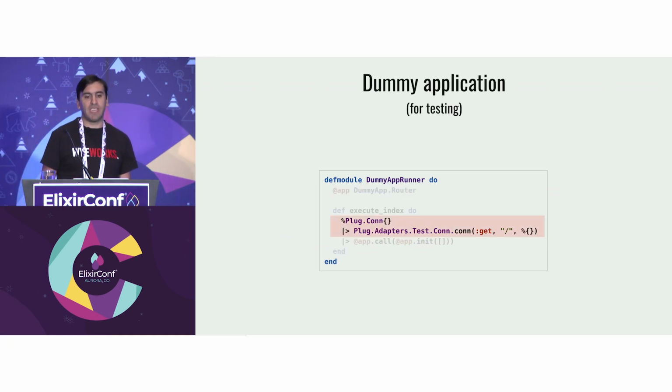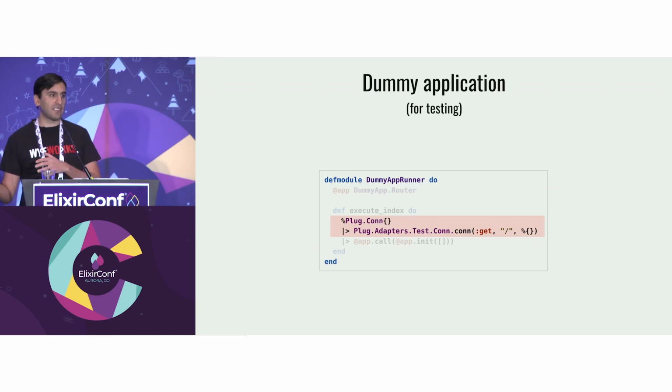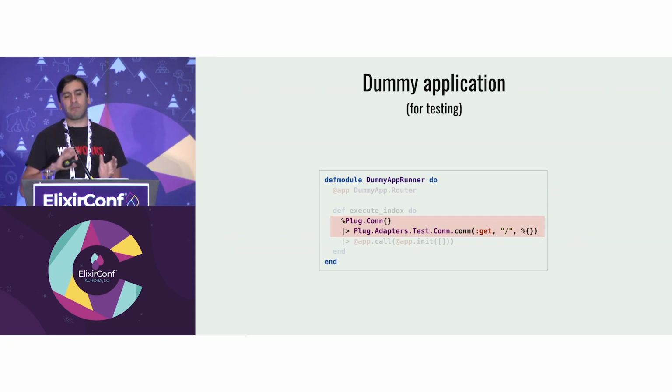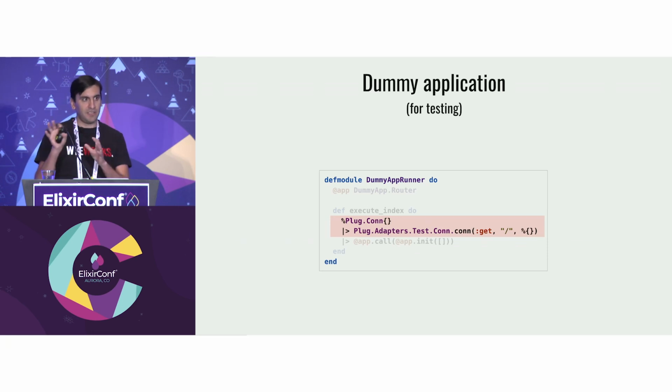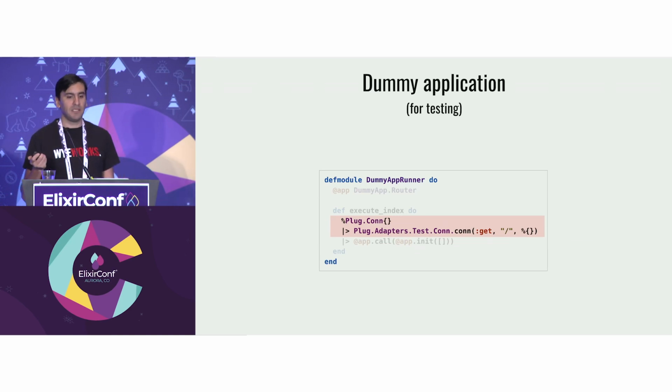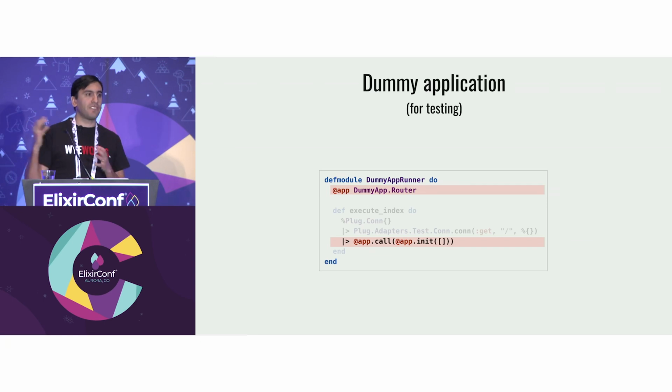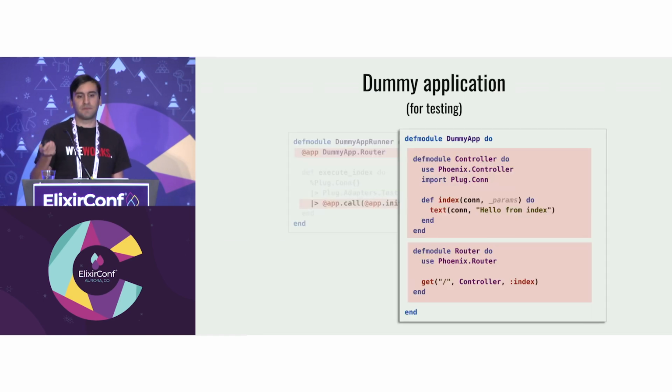You can create a fake connection. This is just by using some code from the plug library. By using Phoenix, there are other ways, but they are more integrated in the test harness of the Phoenix projects. This is just the raw way to do it with plug. And then it's just a matter of invoking the call function of our first module, as we explained so far. In this case, it's just the router.